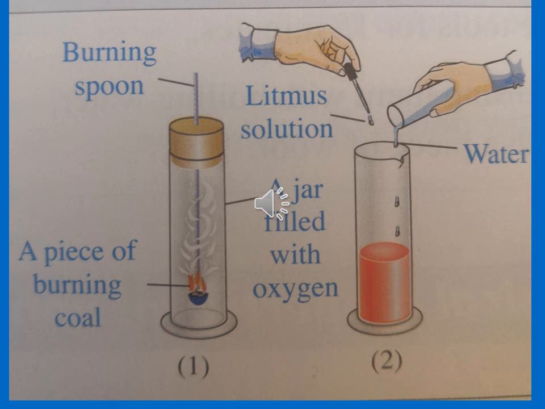In figure 1, when we are burning a piece of coal or carbon, we are making a reaction between carbon and oxygen, and this produces carbon dioxide, which is an acidic oxide or non-metallic oxide. In figure 2, after adding water to the acidic oxide, carbon dioxide, it produces an acidic solution or acid, which here is carbonic acid. And it turns the litmus solution red. So an acidic solution or acid turns the litmus solution red.